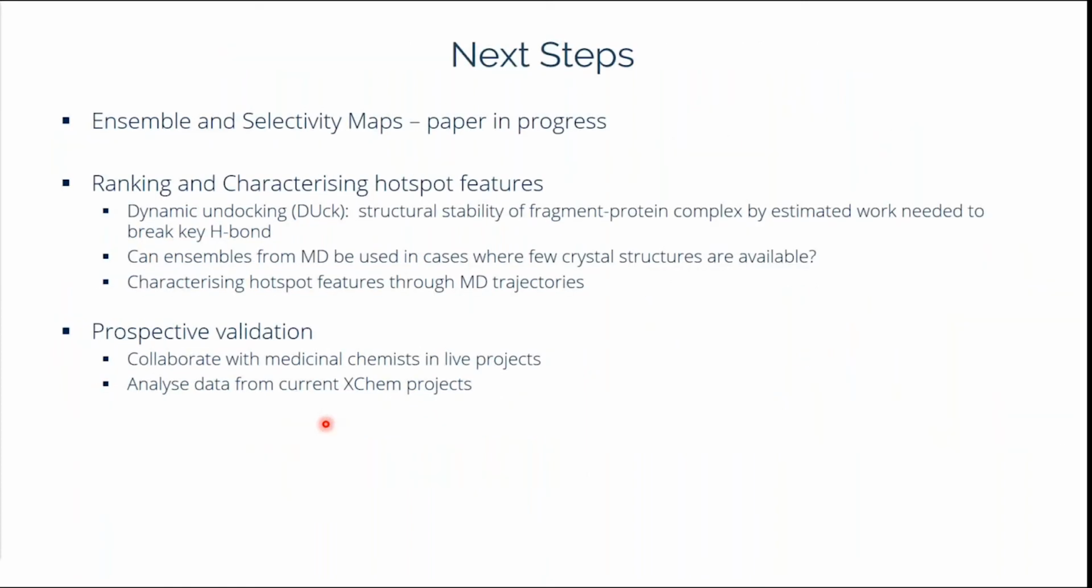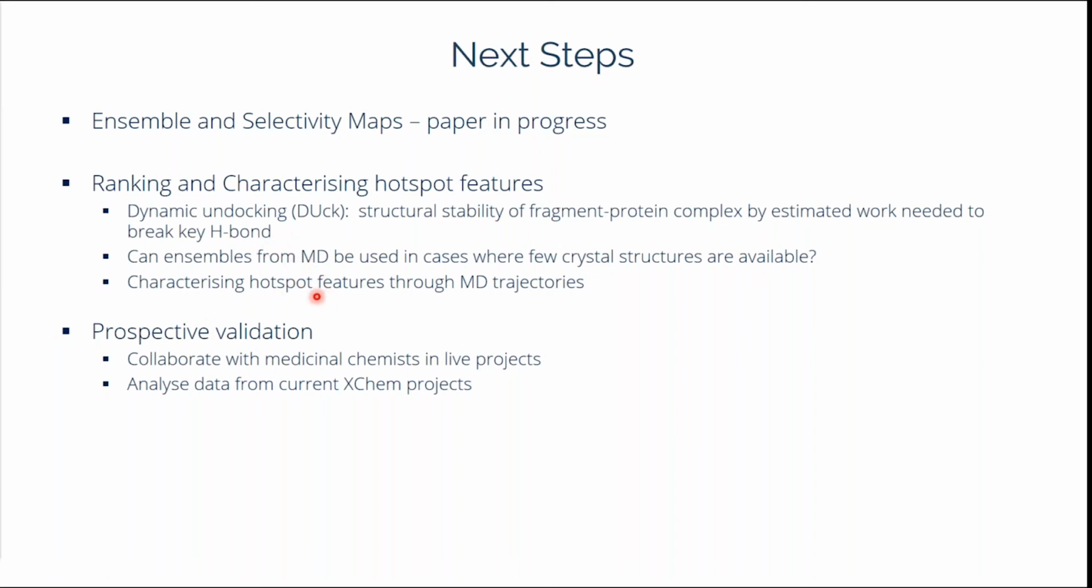So in terms of next steps for this project, as mentioned, we're working on writing up the ensemble and selectivity maps. I have also been looking into using complementary computational methods to rank and characterize hotspot features with regards to elaborating ligands. So I've been looking into using this steered MD method, dynamic undocking, which looks at the structural stability of a fragment protein complex by estimating the work needed to break a key hydrogen bond contact between the fragment and the protein.